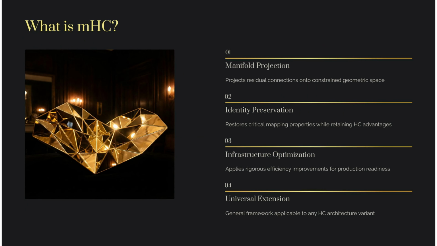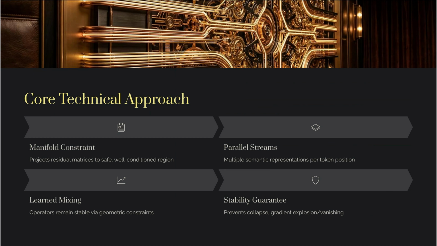So, what's the solution? DeepSeek's mHC framework reimagines how residual connections work. Instead of letting the network operate freely, which leads to chaos, mHC constrains those residual paths to operate on what's called a manifold. Think of it like a mathematical playground with guardrails. You get all the benefits of wider, more expressive networks, but with stability built in. It restores that crucial identity mapping property while keeping everything that made hyperconnections powerful. And it does all this while being practical to implement. Let's dive into how it actually works.